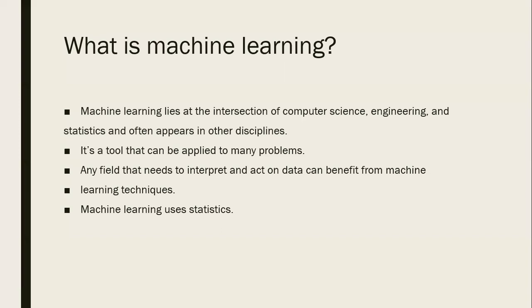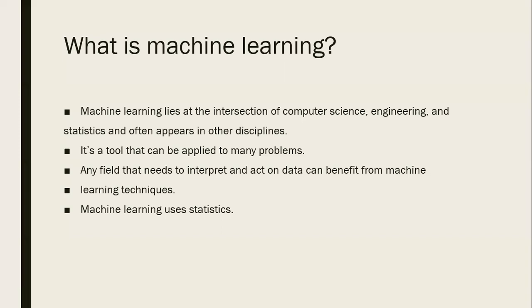Machine learning lies at the intersection of computer science, engineering, and statistics, and often appears in other disciplines. As you'll see later, it can be applied to many fields from politics to geosciences. It's a tool that can be applied to many problems. A field that needs to interpret and act on data can benefit from machine learning techniques.